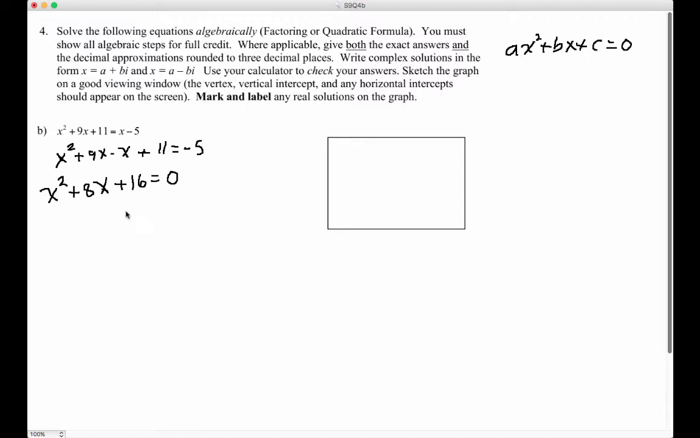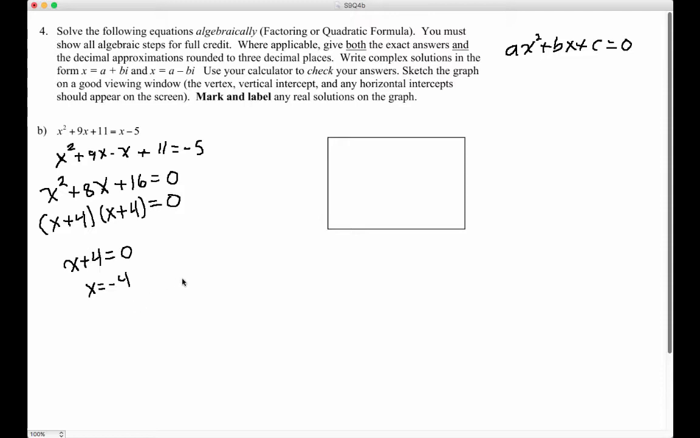Okay, cool. Now hopefully you see that the factoring here would be pretty straightforward, since 4 times 4 is 16 and 4 plus 4 is 8. And so the left-hand side factors to x plus 4 times x plus 4, and that whole thing is equal to 0. So we get what's referred to as a repeated root here. In other words, we get a repeat when we use the zero product property: x plus 4 is equal to 0, and we come back with just a single solution of x is equal to negative 4.